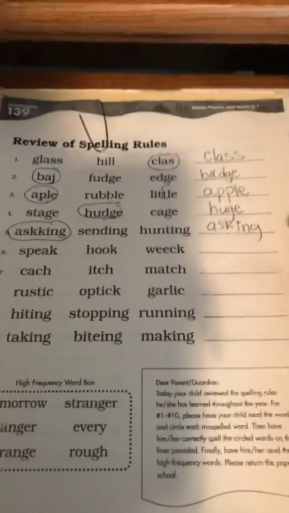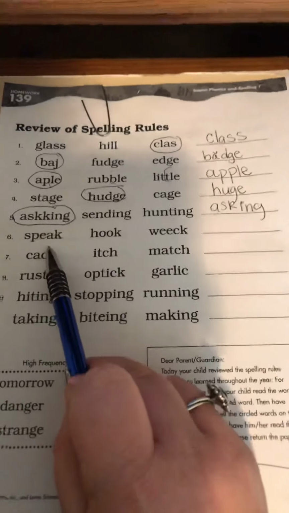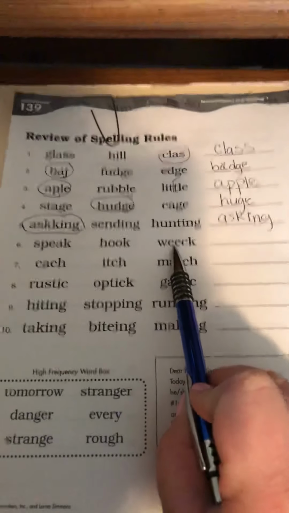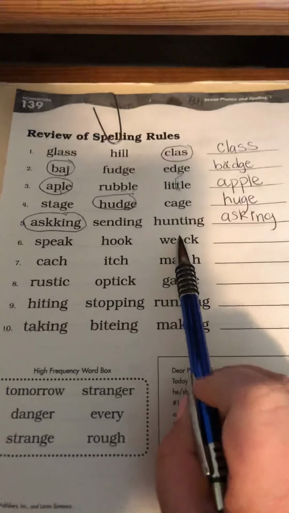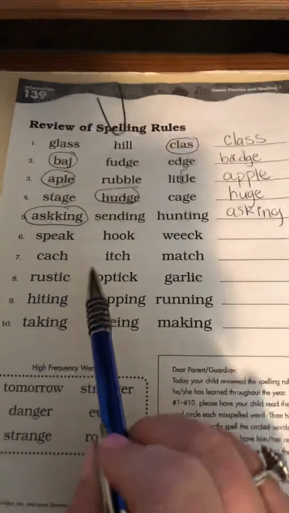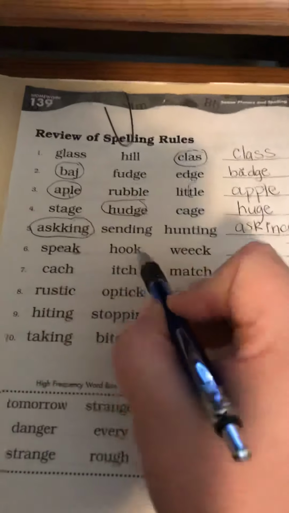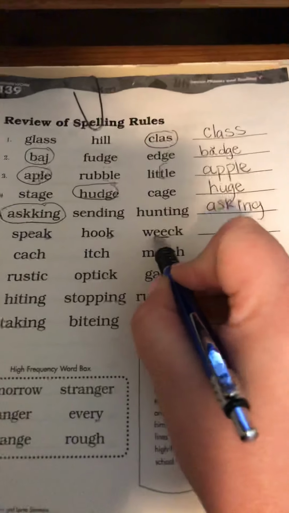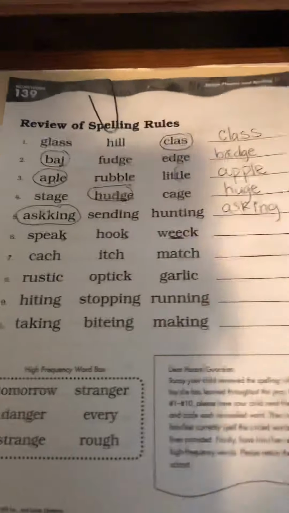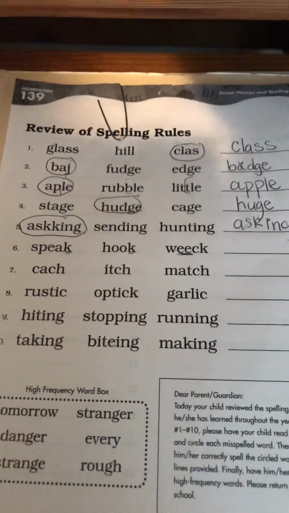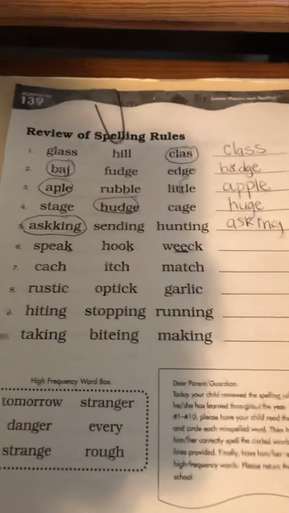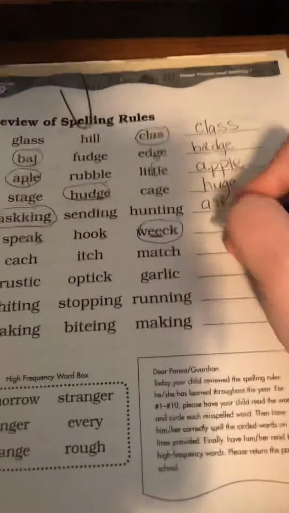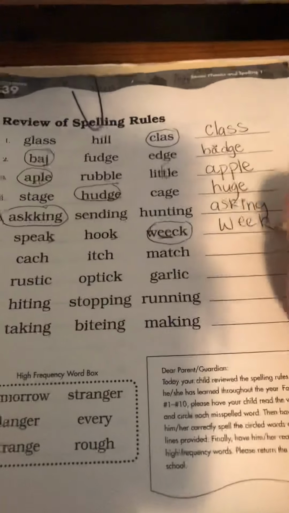Okay. The next words, number 6, read them with me. Speak, hook, weak. Here we need to know which final K spelling rule. So I've got my final K, and here I don't need actually a CK. Open up your K spelling rules, right? All right. So how do I spell weak? Whoops, sorry, friends. Good. W-E-E-K.